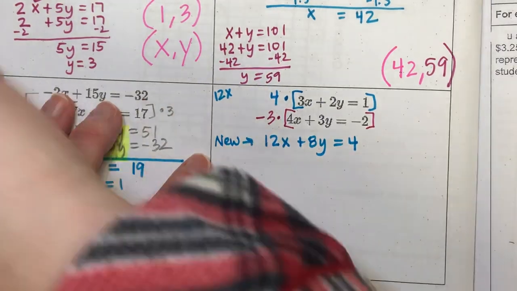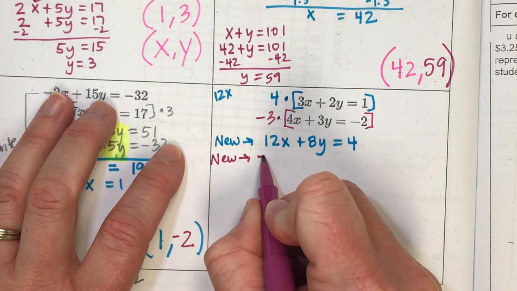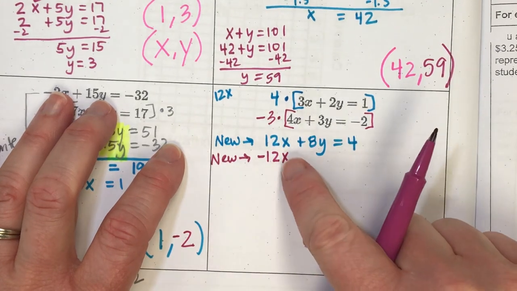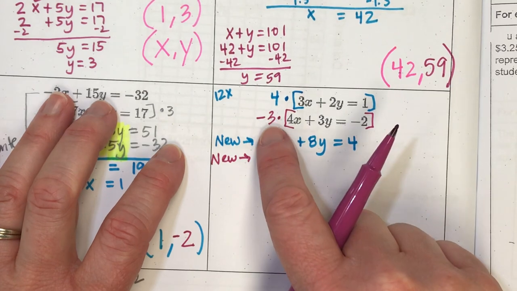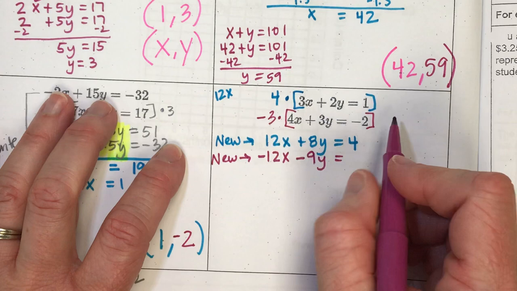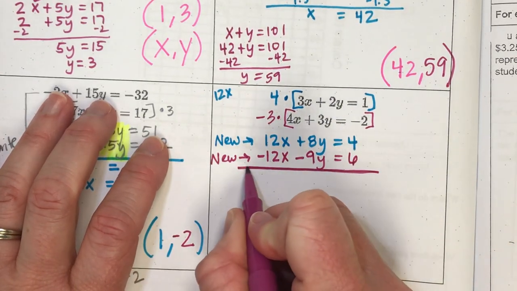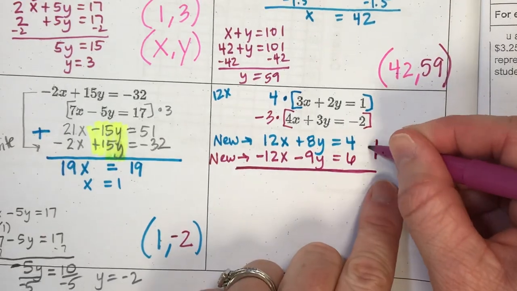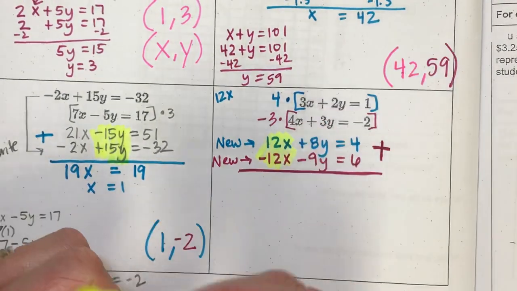Now my new second function is going to get me negative 12x. So that's why we were multiplying, so we could get a coefficient that will be opposite sign and cancel with each other. Negative 3 times 3 is minus 9 for the y, and negative 3 times negative 2 is positive 6 for the constant. Now, if I add my functions together, our x's are going to cancel out.